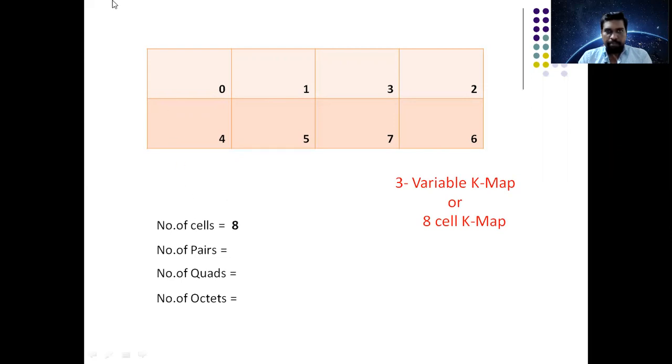Now, how to find the pairs? So, see carefully. I will write in blue color for pairs. 0, 1 is a pair. 1, 3 is one pair. 3, 2 is one pair. Next, 4, 5 is one pair. 5, 7 is one pair. 7, 6 is one pair. Now, 2, 6 is one pair, and 3, 7 is one pair. 1, 5 is one pair, and 0, 4 is one pair.